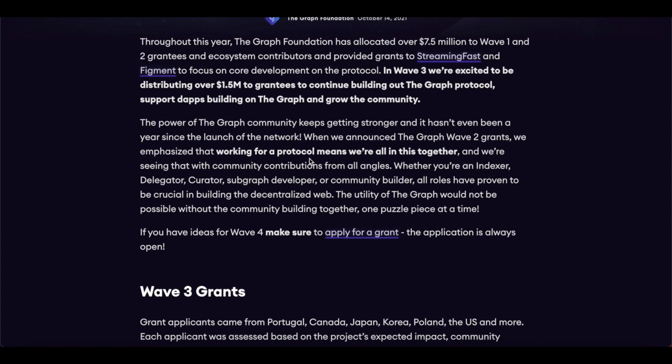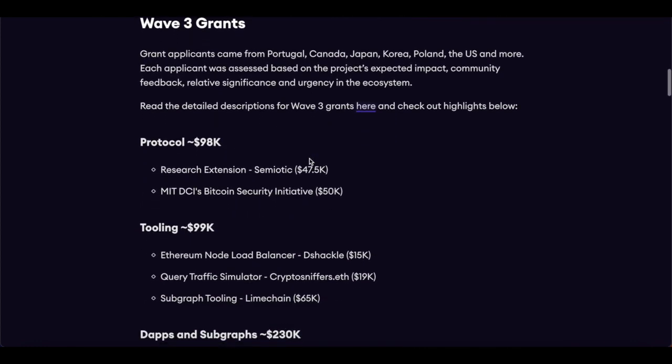Now, this is quite important because the power of the graph community keeps getting stronger, and it hasn't been a year since the launch of the network. When we announced the Graph Wave 2 grants, we emphasized that working for a protocol means we're all in this together. And we're seeing community contributions from all angles. Whether it's an indexer, delegator, curator, subgraph developer, or community builder, all roles have proven to be crucial in building the decentralized web. The utility of the graph would not be possible without the community building together, one puzzle piece at a time. Now that's crucial to understand. It makes a lot of sense as well.